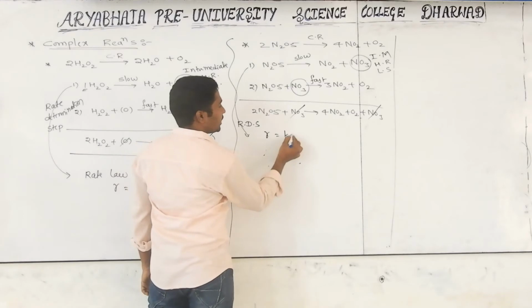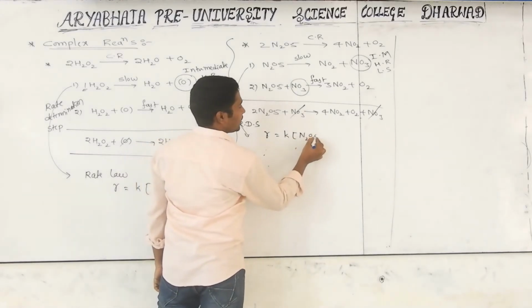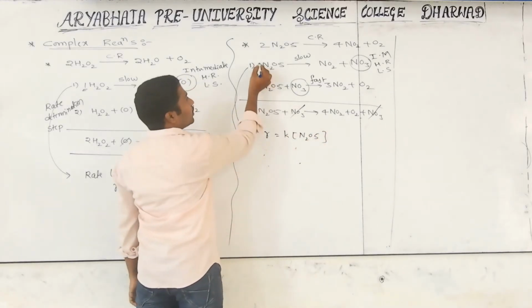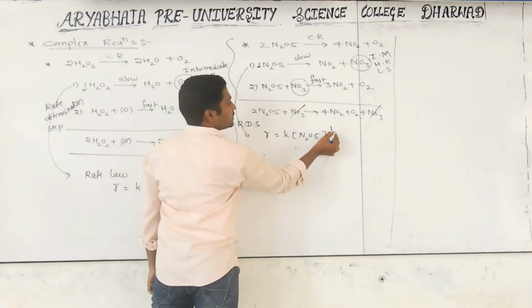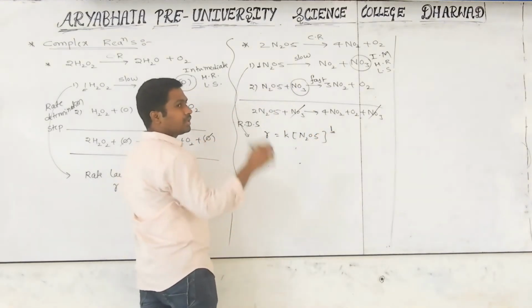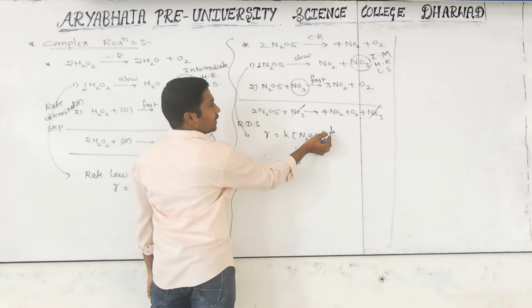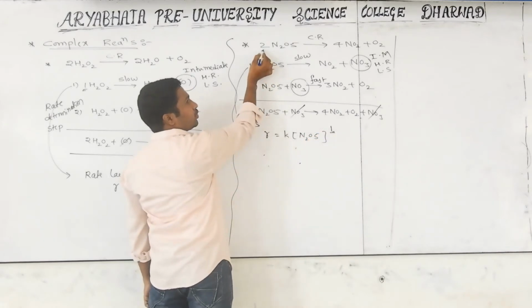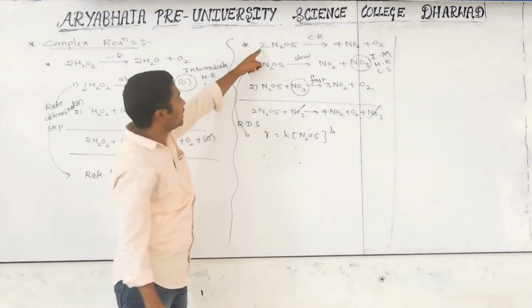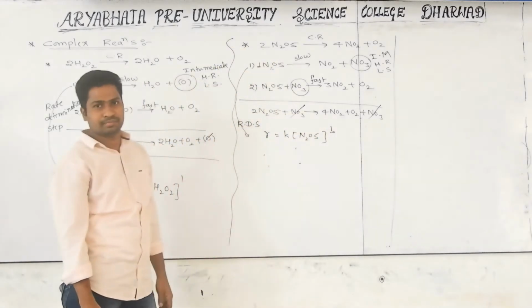R is equal to K into the concentration of N2O5. Whatever coefficient is there comes as it is in its powers. What are the rate law? The powers of the reactant may or may not be equal to the coefficients in the balanced equation. They are equal in an elementary reaction. They may not be equal in a complex reaction. Is it equal? Here 2 is there, but here only 1 is coming.